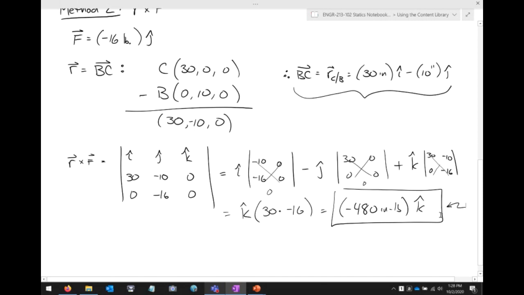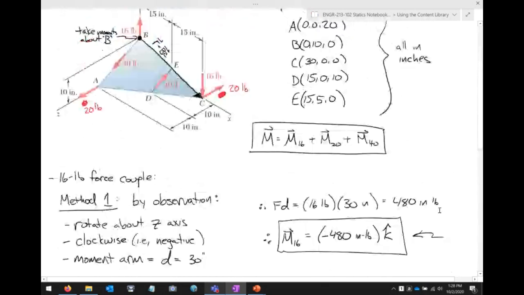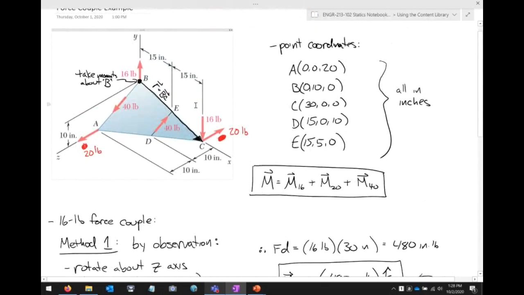Okay. Now here's my point. Let's look at this system again, and let's ask ourselves. We've done the 16-pound force couple. I need to keep using that term, force couple. Now we've got the 20-pound force couple and the 40-pound force couple. So let's talk about the 20-pound force couple.